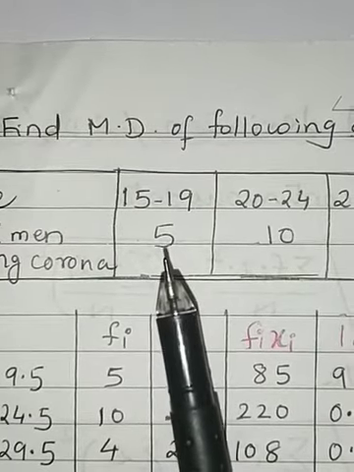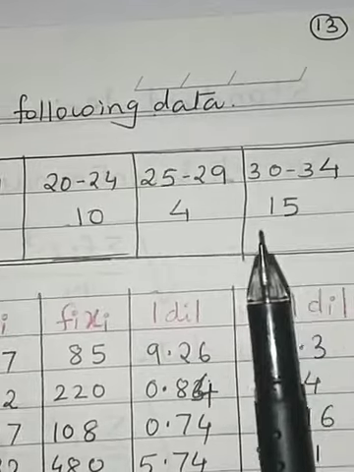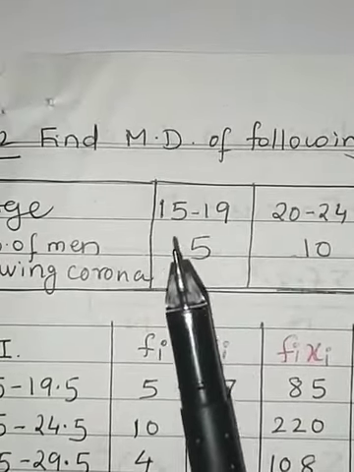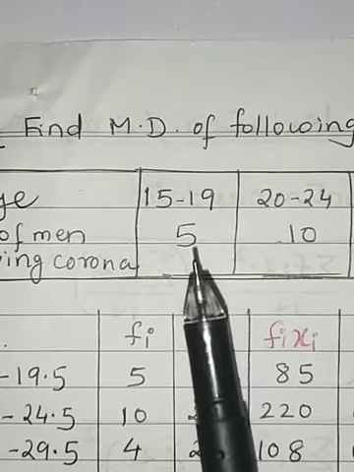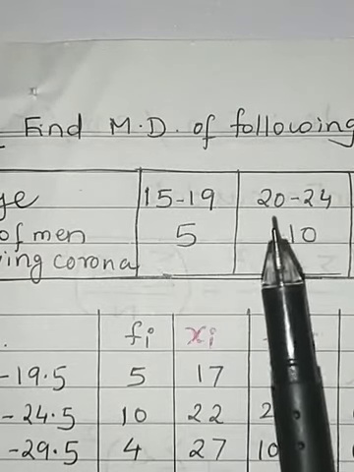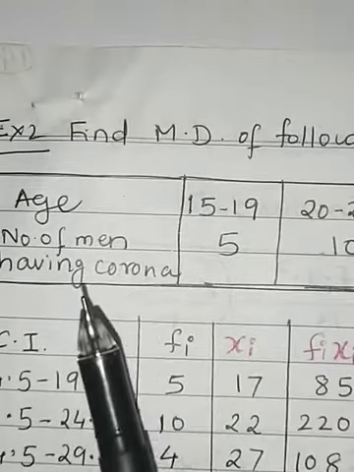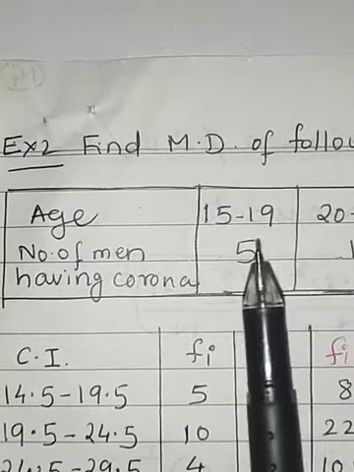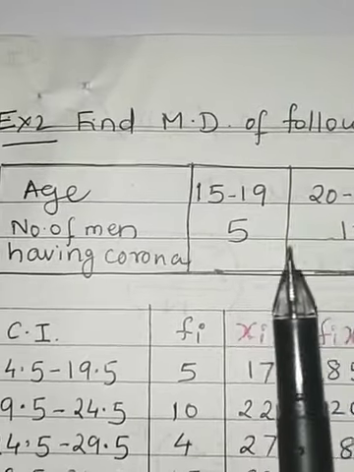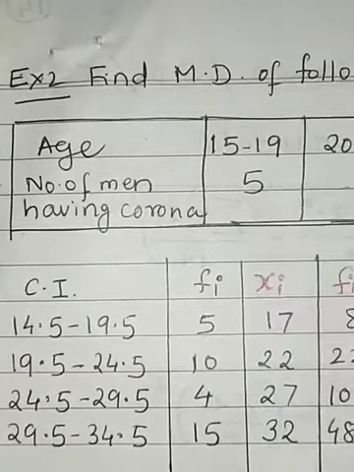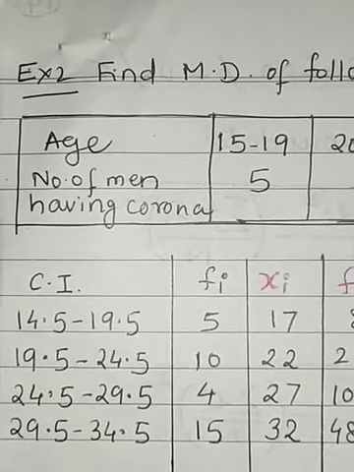Now the number of men are 5, 10, 4, 15. What does it mean? Between the age of 15 and 19, there are 5 people having corona. 20 to 24, there are 10 people having corona, and so on. This could be an example of anything, marks and number of students, anything. Okay. So now what we can do first of all is we can write the data in vertical columns.